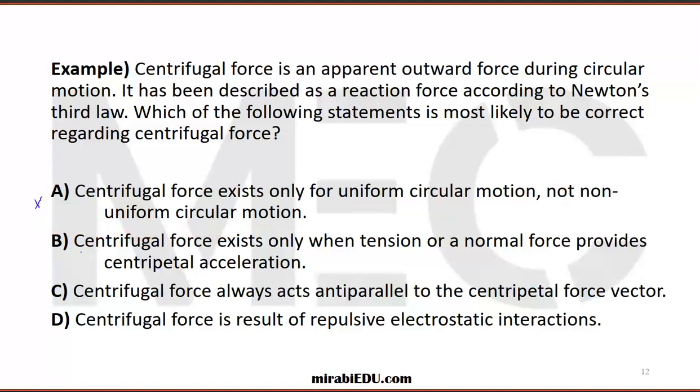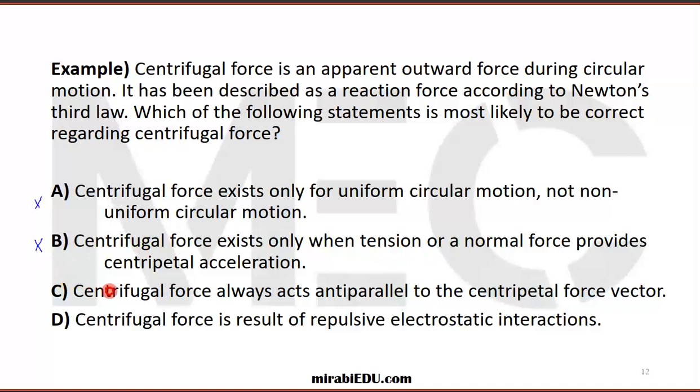Choice B says centrifugal force exists only when tension or normal force provides centripetal acceleration. No, centripetal acceleration can be caused by any type of force. It is not always normal force or tension force. It can be gravitational force or any other, or electrostatic force. Okay, so choice B is incorrect.